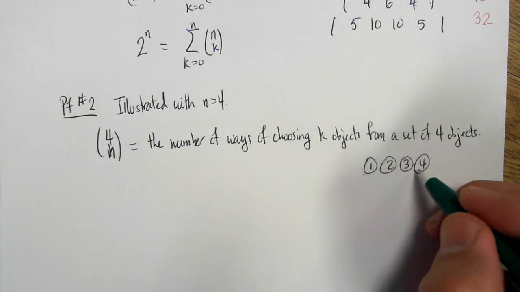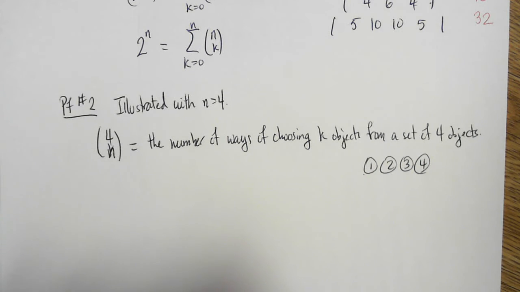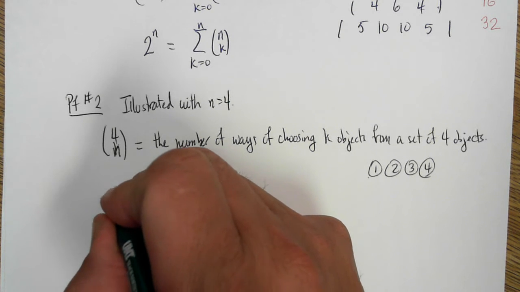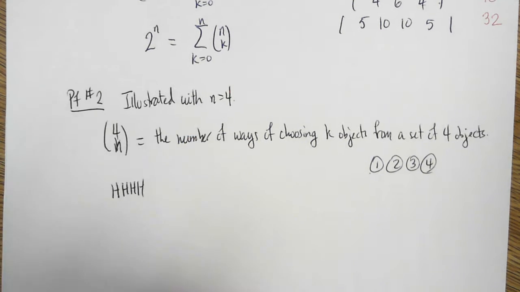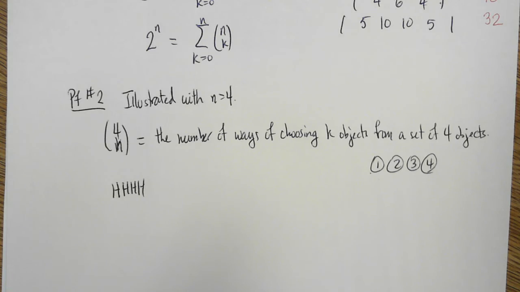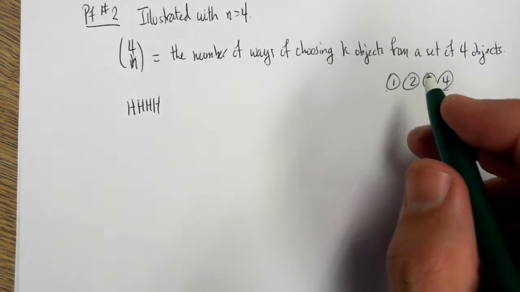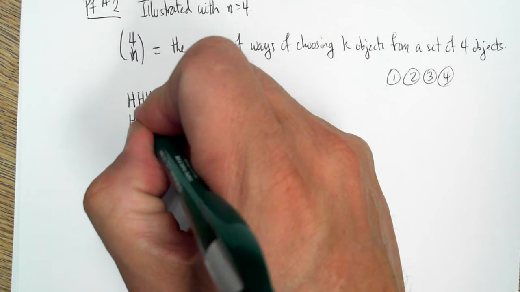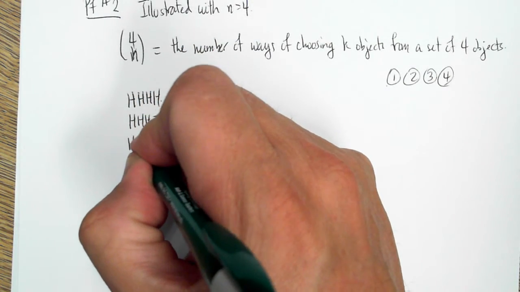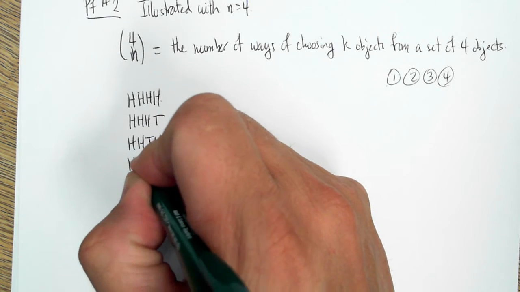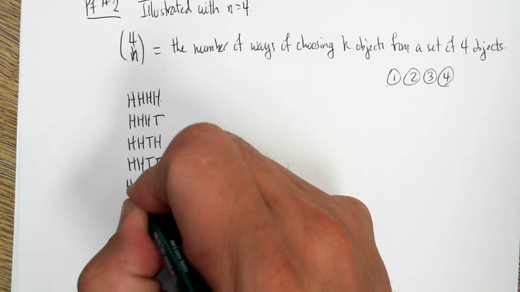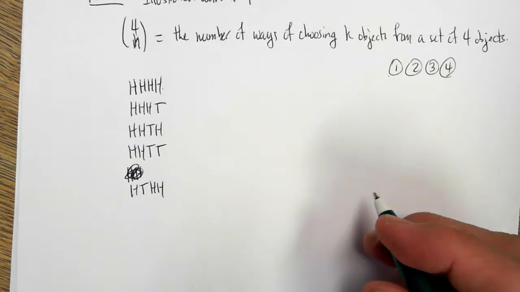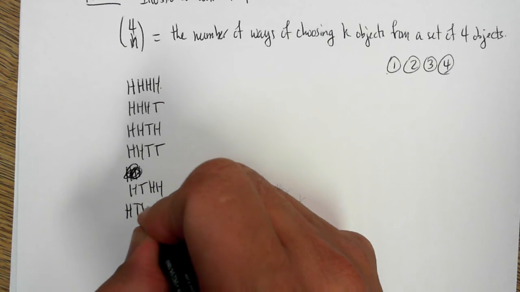So how many ways can I pull out 0? Well, there's only one way to do that. So imagine that I'm flipping a coin 4 times. Now let me list out the possibilities for flipping a coin 4 times. Heads, heads, heads, heads. Heads, heads, heads, tails. Heads, heads, tails, heads. Heads, heads, tails, tails.